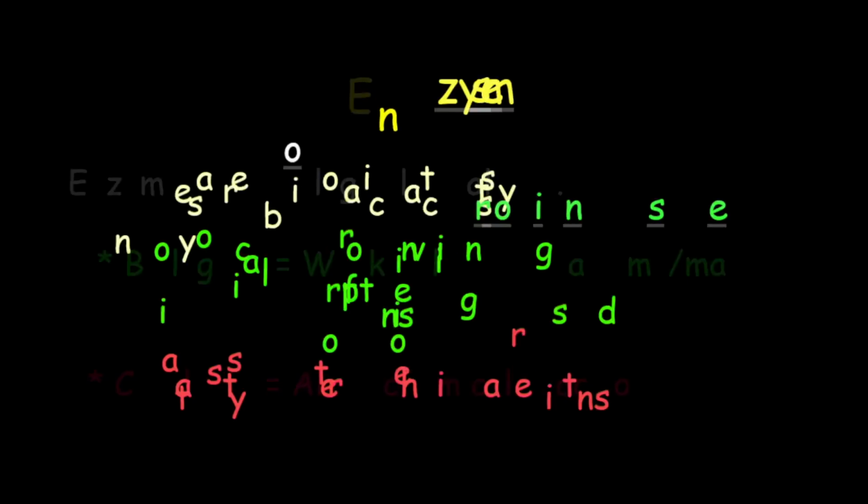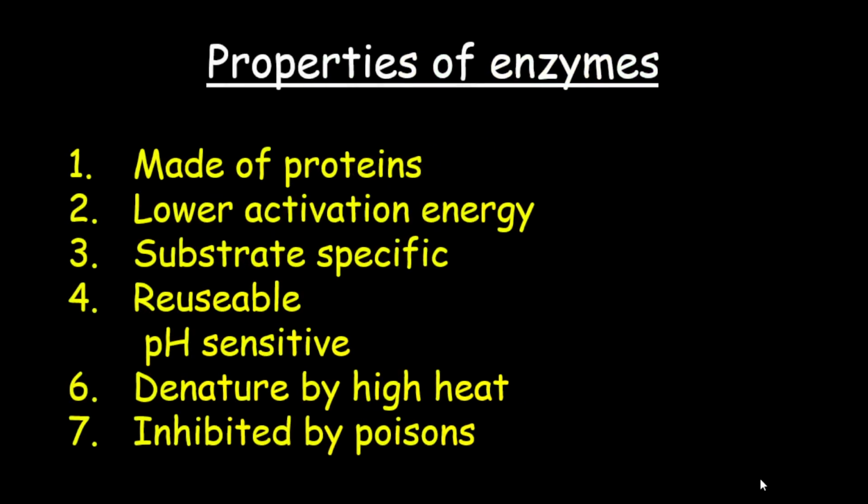All right, so some specific properties of enzymes that you must know is that they're all made up of proteins. They lower the activation energy, so chemical reactions can take place. They are substrate specific, which means they only act upon certain food or certain nutrients or certain substances. In other words, whatever breaks down protein will not break down starch. They break down specific things. They are reusable because they themselves are not used up in the chemical reaction. They remain unchanged.